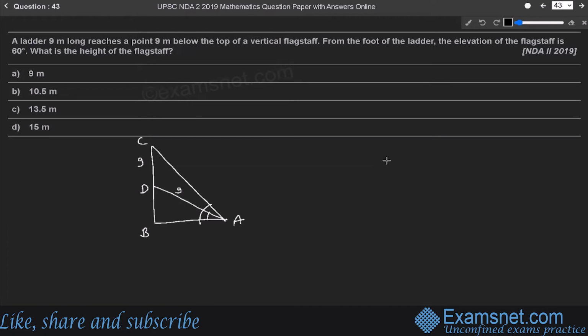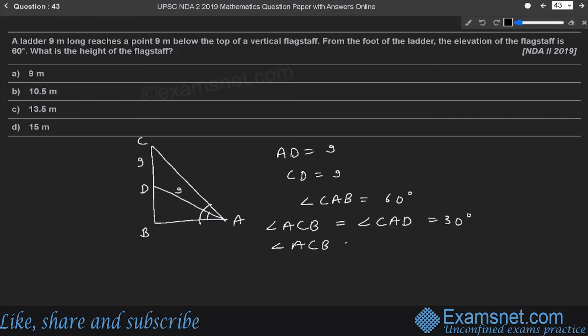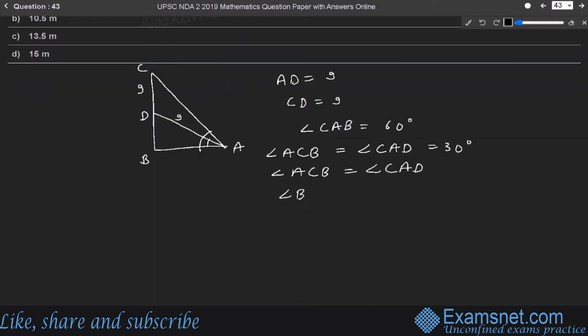Now, let the ladder, it means that AD is equal to 9. And let CD be equal to 9. So we know that CD is equal to AD is equal to 9. Now, BC is the height of the flagstaff. And since ACD is an isosceles triangle, angle CAB will be equal to 60 degree, and angle ACB is equal to angle CAD is equal to 30 degree. Now, we also know that angle BAD will be equal to 30 degree.